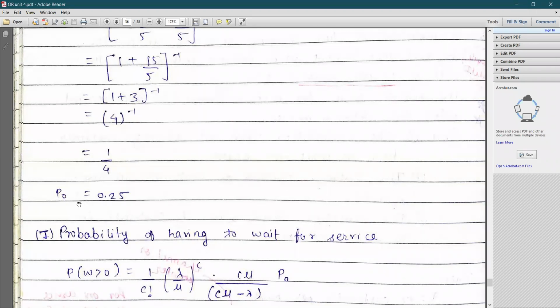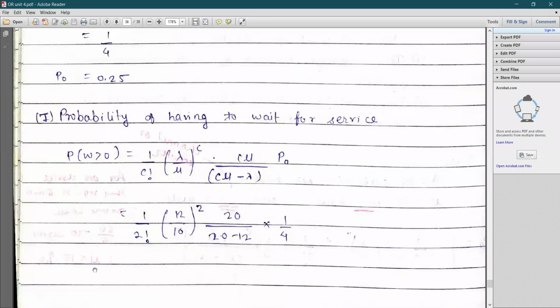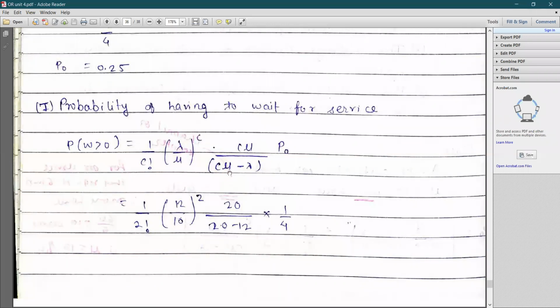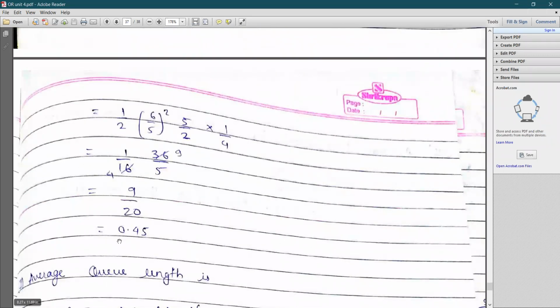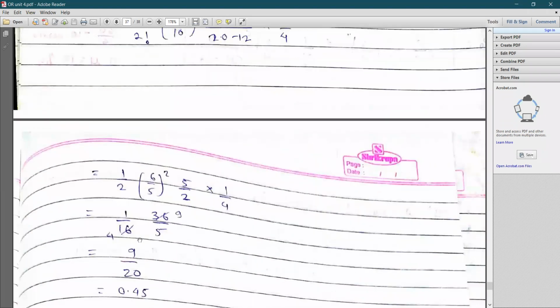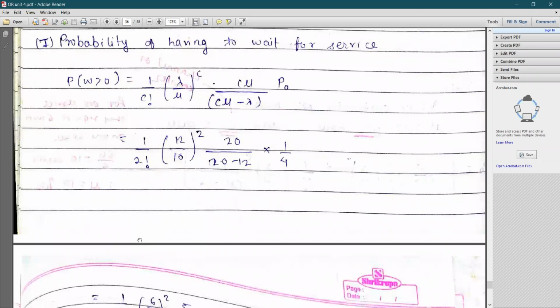That is 0.25. Then probability of having to wait for a service, that is P(W greater than 0), is equal to 1 upon c factorial into lambda upon mu raised to the power c into c mu upon c mu minus lambda into P0. That is 1 upon 2 factorial, here 2 channels are present, lambda upon mu is 12 upon 10 raised to the power 2, here c multiplied by mu is 20 minus 12 in the denominator, into 1 by 4. Then after calculation we get 1 by 2 into 6 by 5 squared into 5 by 2 into 1 by 4, that is 9 upon 20, and this is equal to 0.45. This is the value of the probability of having to wait for the service.